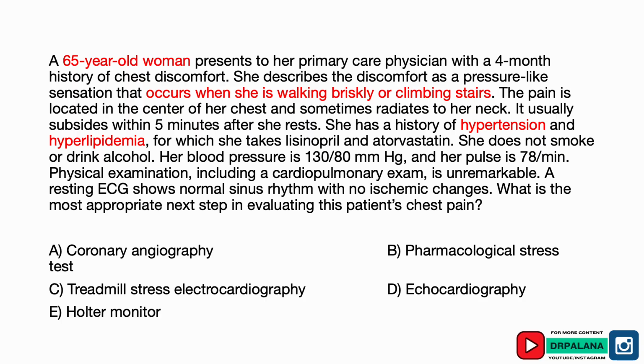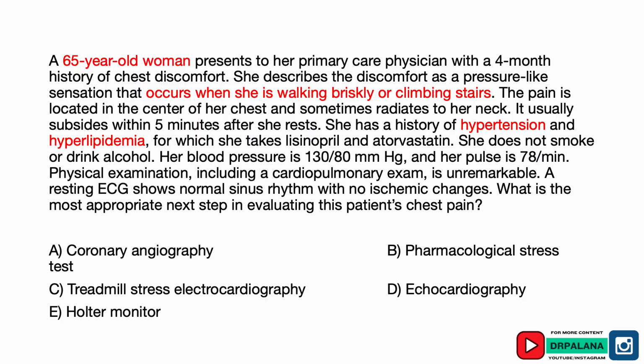She has a history of hypertension and hyperlipidemia, for which she takes lisinopril and atorvastatin. She does not smoke or drink alcohol. Her blood pressure is 130 over 80 and her pulse is 78 beats per minute. Physical examination, including a cardiopulmonary exam, is unremarkable. A resting ECG shows normal sinus rhythm with no ischemic changes.